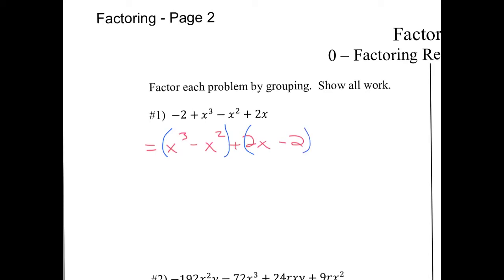Now keep in mind I would also want to, before I did that, factor out the greatest common factor, but the GCF is 1, so I don't need to do that. My first group, the GCF is x squared.